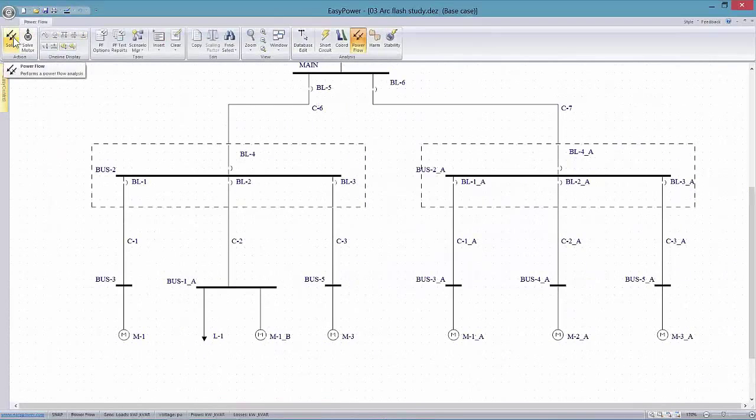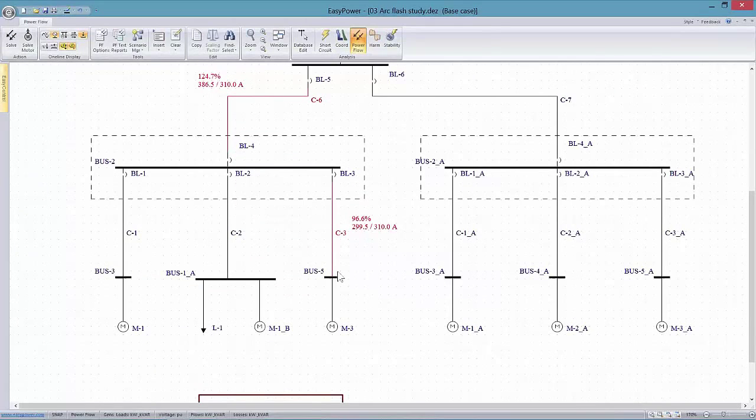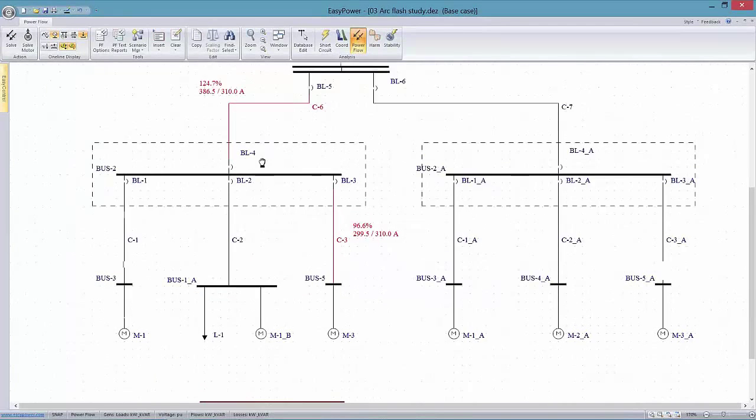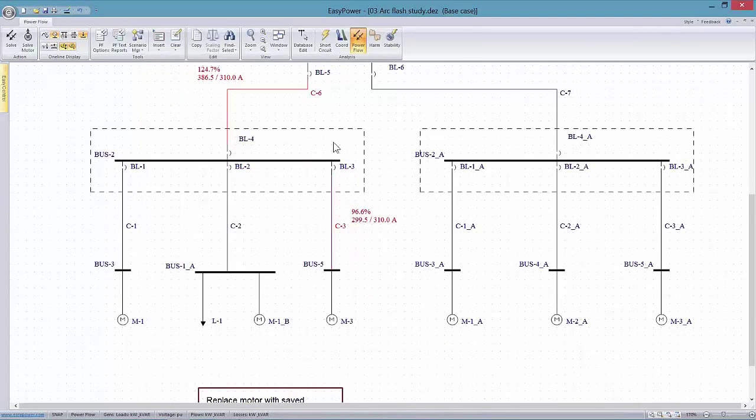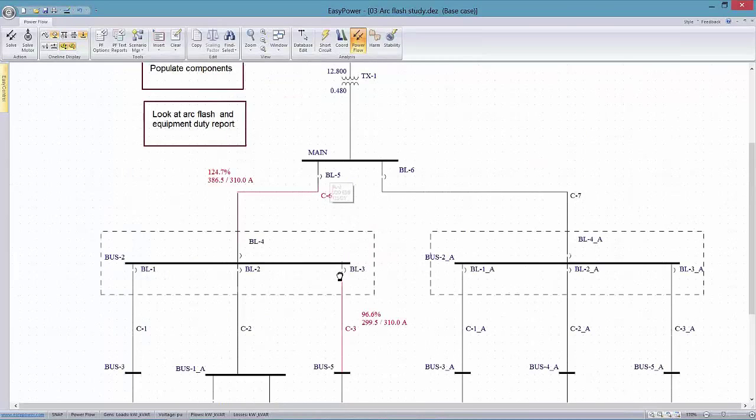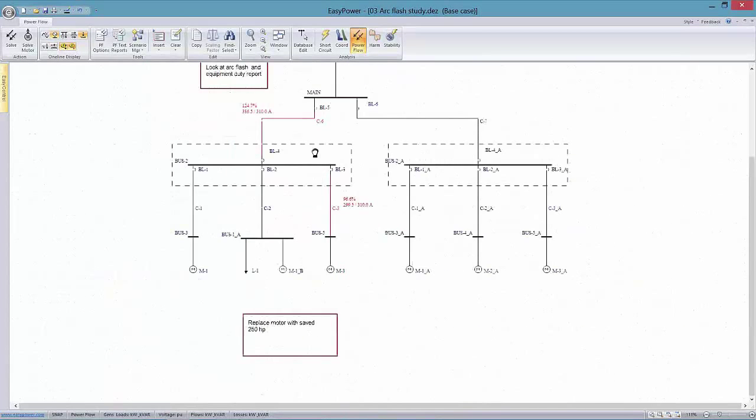Go into power flow, solve, and the first thing you see is that we're real close to overloading this particular cable. And the same thing is true up here with this cable where it's rated for 310 amps and we're at 386. So the first question is, okay, more than likely we got to resize the breaker, and the cable that runs out to the motor and this main cable coming down from the main switch gear are going to be our biggest problem.